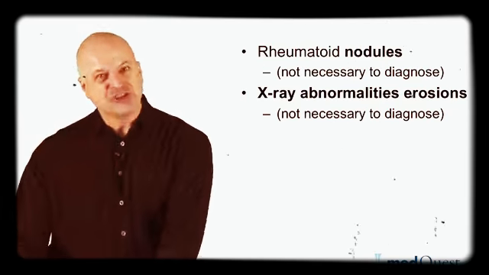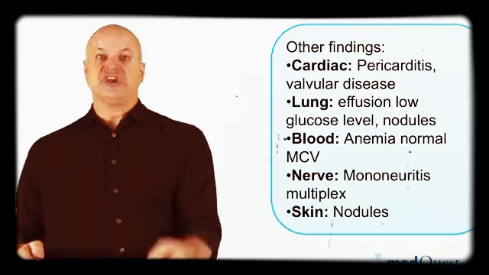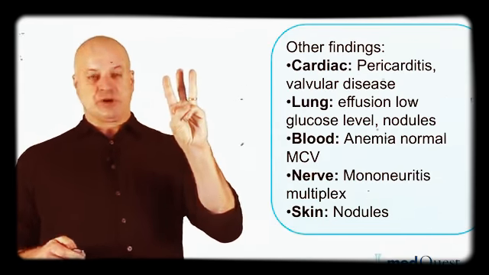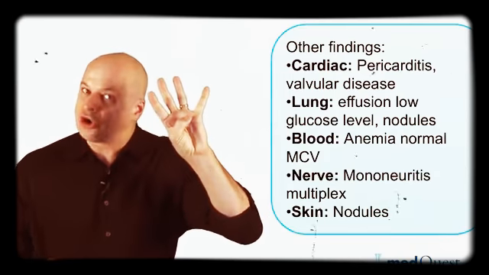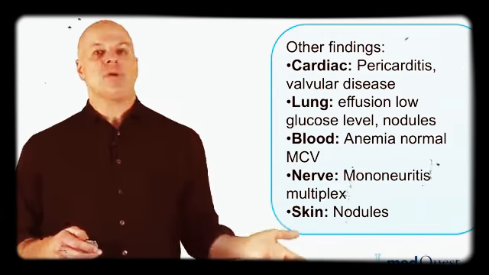So you don't have to have x-ray abnormalities anymore to be defined as rheumatoid arthritis. You have multiple joints, morning stiffness, SED rate or C-reactive protein, rheumatoid factor or cyclic citrullinated peptide, and the fact that it goes on for 6 weeks or more.